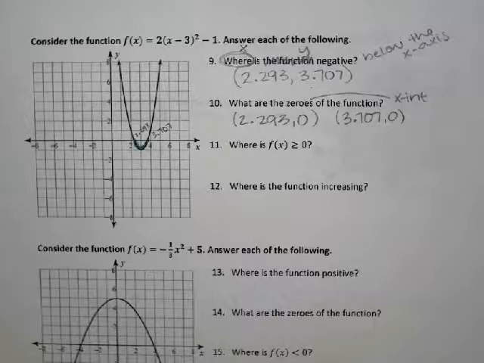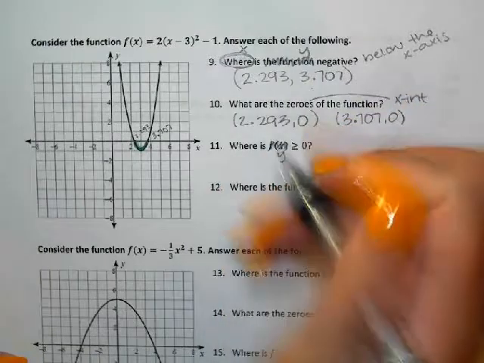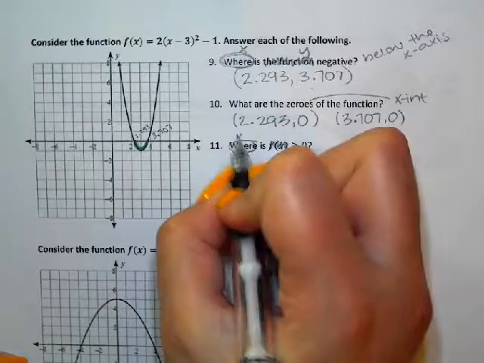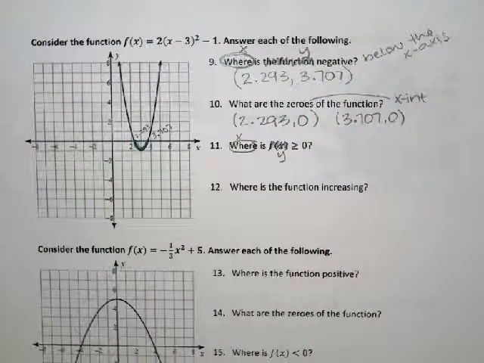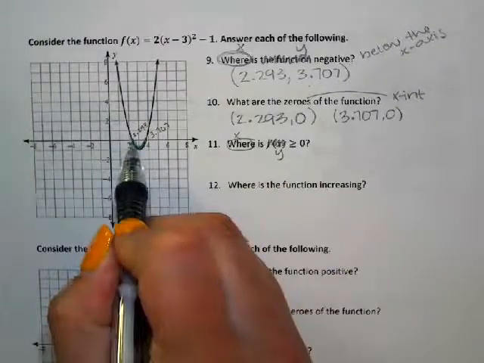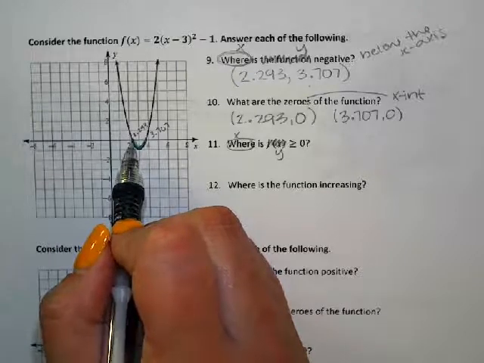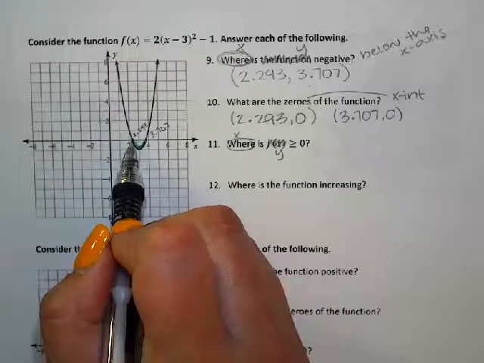All right, the next one says, where is f of x? What's another word for f of x, or what are they meaning when they say f of x? They mean y, so let's scribble that out and put y. They said where, so again, our answer is going to be an x. Where is y greater than or equal to 0? Well, we know it equals 0 at 2.293, so that's going to be part of our answer. Where is the y value greater than 0? That means positive. Where is the y value positive?